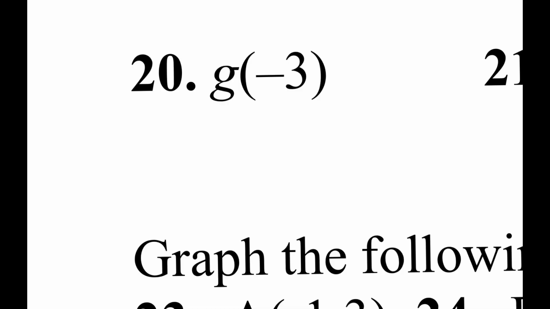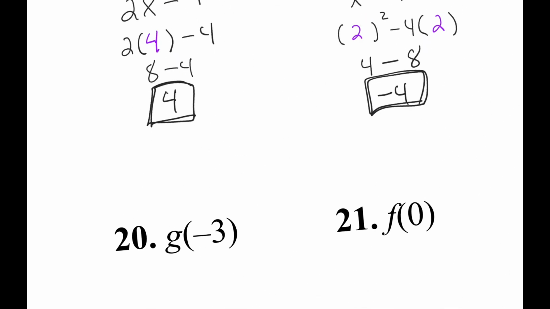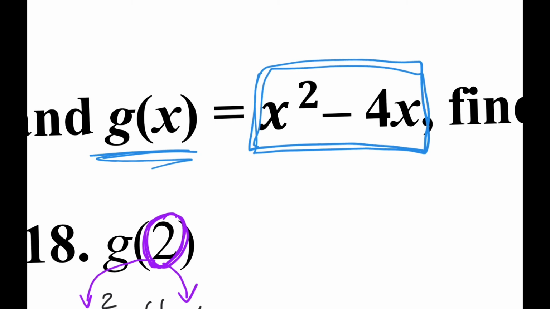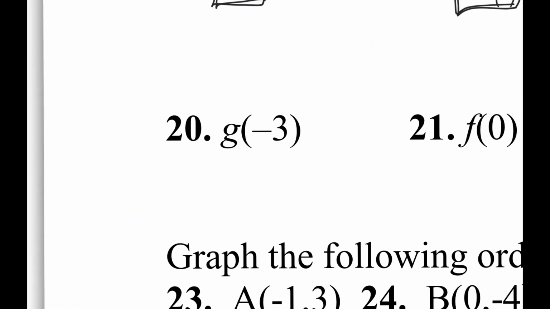Question 20 says g of negative 3. So we have a function of g. So again, if we go back and look at the function, g of x is x squared minus 4x. So I'm going to write that down here, x squared minus 4x. I'm going to take the input, which is negative 3. That is your domain or input. And I'm going to substitute into the x. So this one, and don't forget this x as well.